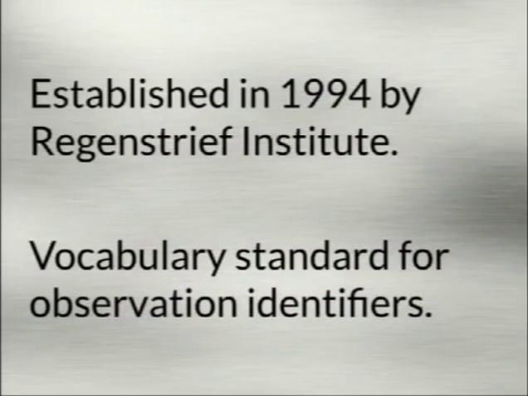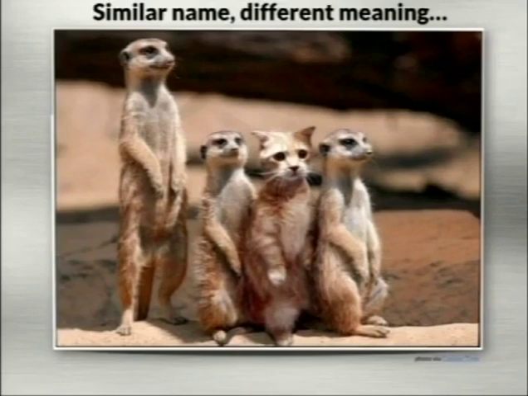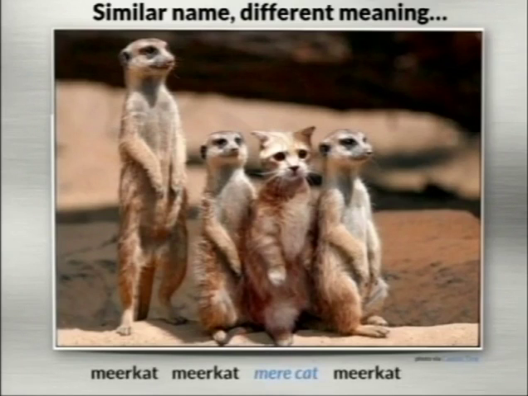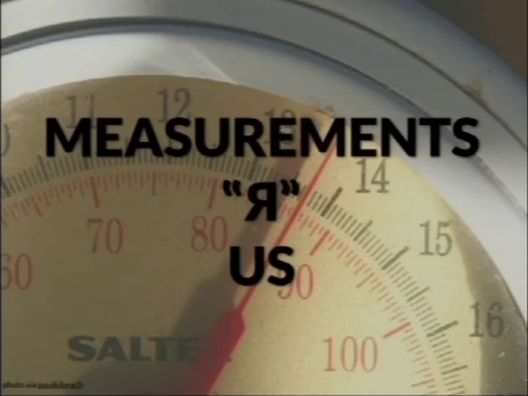LOINC was established here at the Institute in 1994 as a global terminology standard designed specifically for the context of clinical and laboratory observations. One way to think about what LOINC is trying to do, in comparison to other terminology standards or code systems you might be familiar with, is that we're trying to create codes to distinguish among things that have similar names but different meanings. We're trying to create codes that distinguish between the meerkats and the meerkats, because that's important for clinical interpretation.